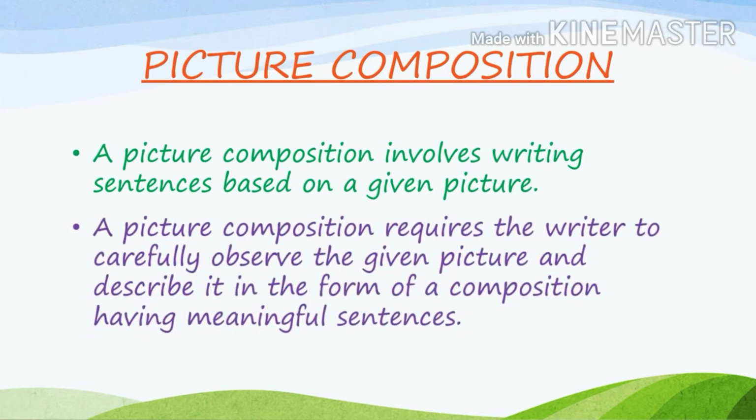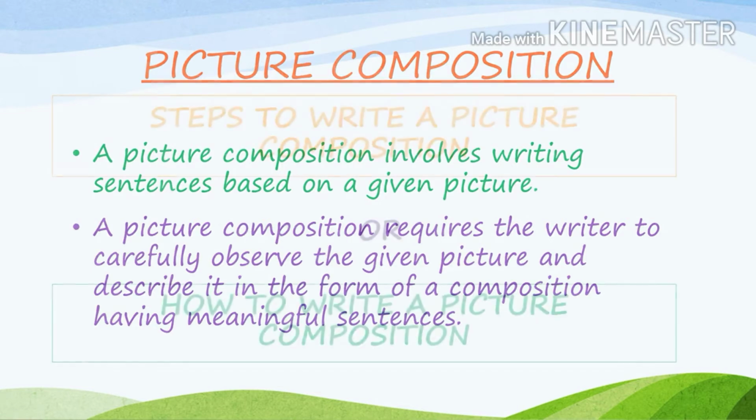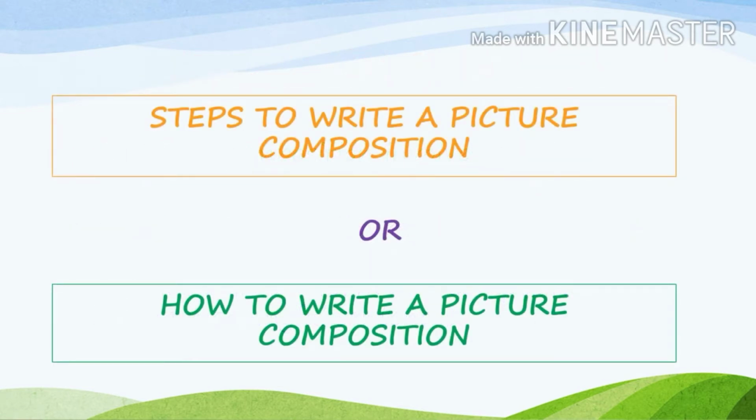A picture composition requires the writer to carefully observe the given picture and describe it in the form of a composition, means in a paragraph, having meaningful sentences. Now, let us learn the steps to write a picture composition, or how to write a picture composition.